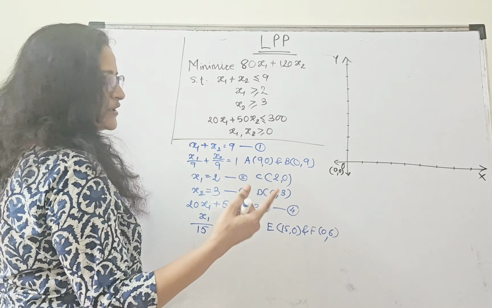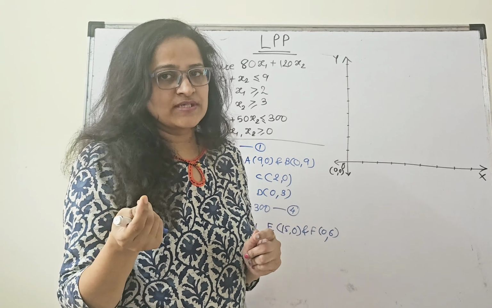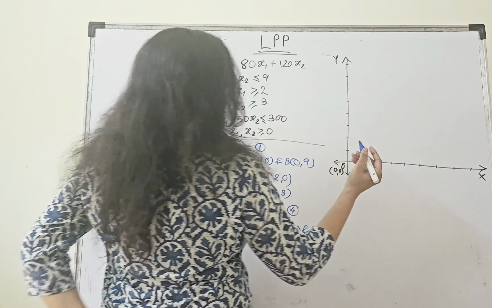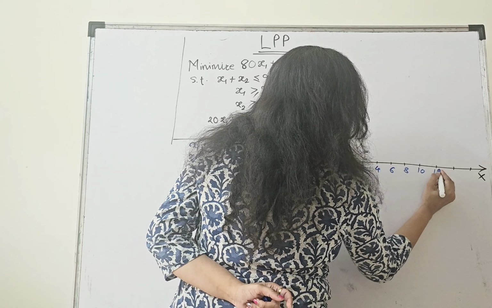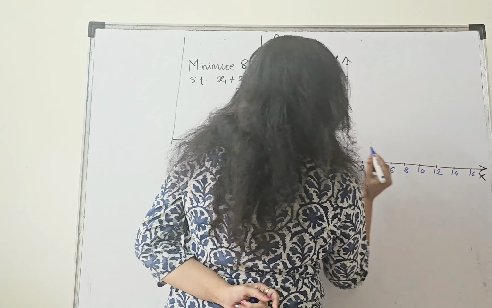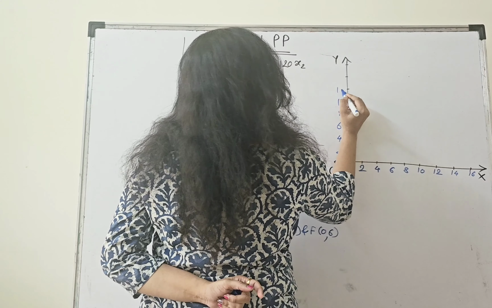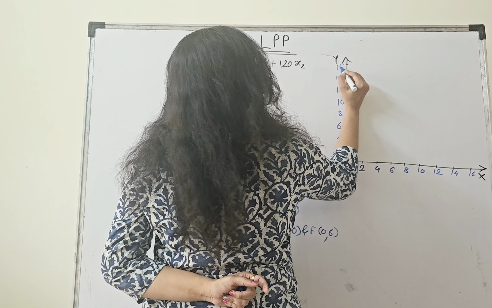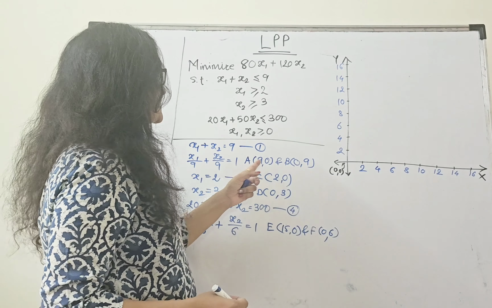So I would prefer doing it with the gap of 2 because lesser the gap, better is the accuracy, correct? So let me plot it with the gap of 2. So 2, 4, 6, 8, 10, 12, 14, 16. Same way 2, 4, 6, 8, 10, 12, 14 and 16. This is the first quadrant, correct? So yeah, let's plot the points A and B first.